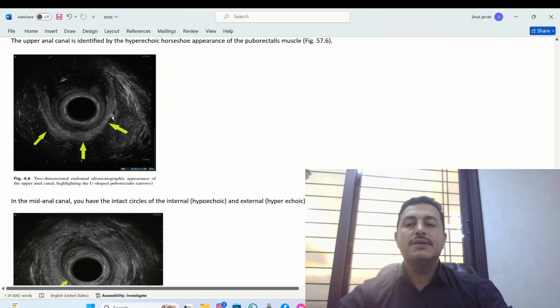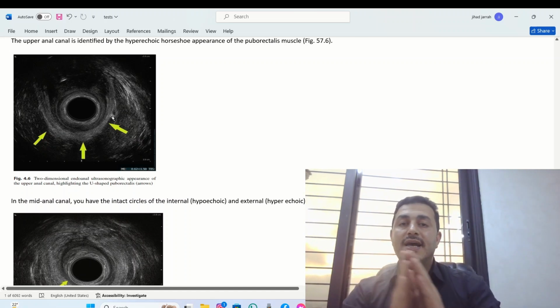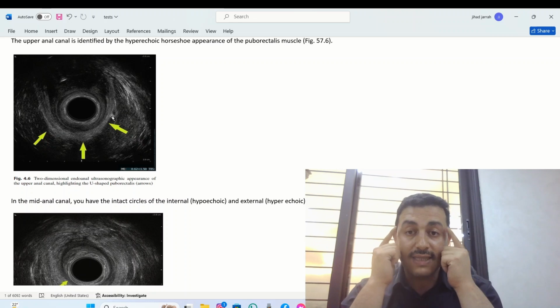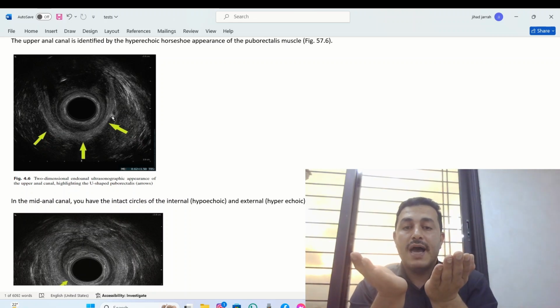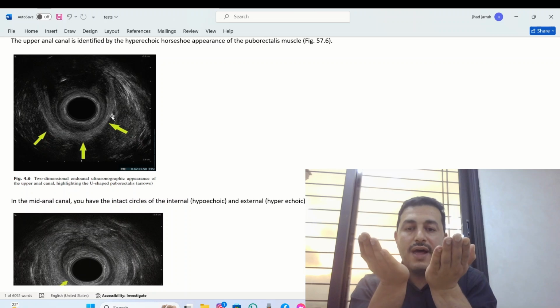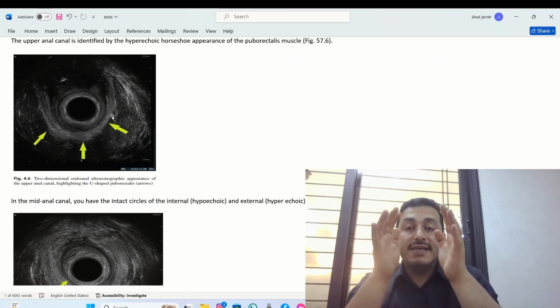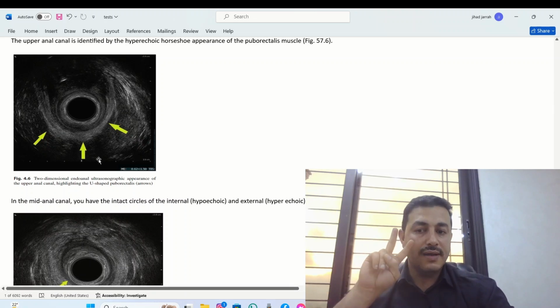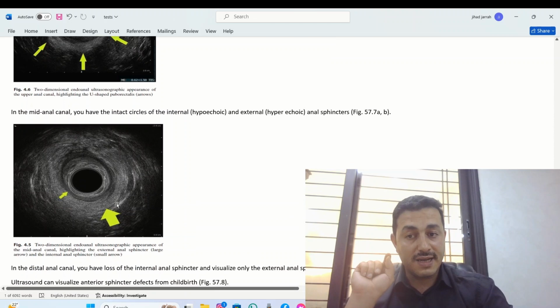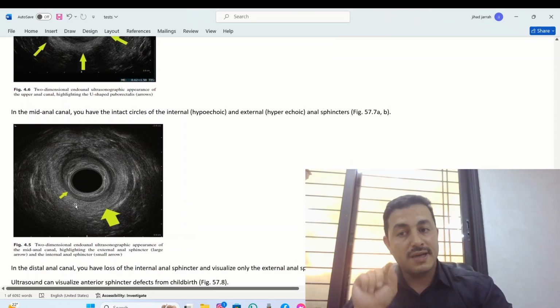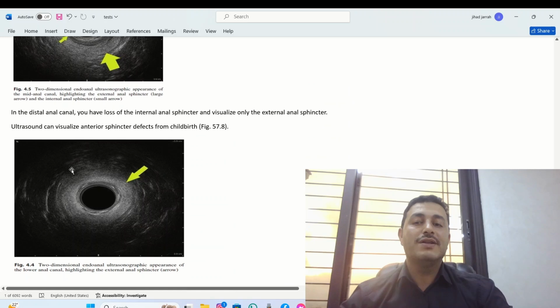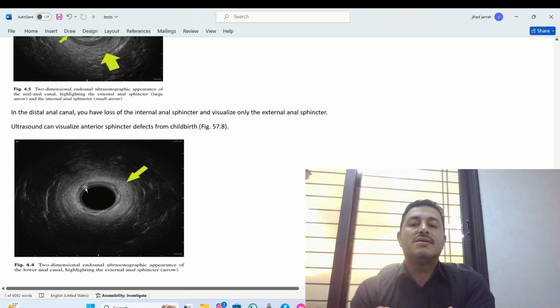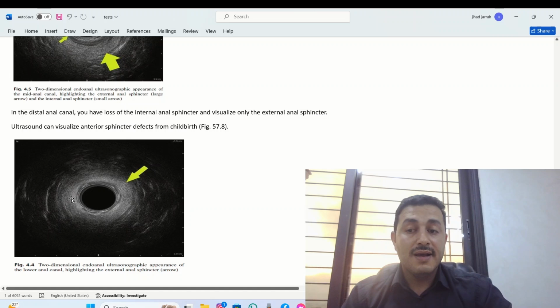If we go down a little bit, we will see the internal and external sphincters. It's important to remember that the internal anal sphincter actually finishes more proximal than the external, which continues more distally. So in the middle we will see the internal and external. External is white, hyperechoic; internal is black, hypoechoic. If we go more distal, to the distal anal canal, we will see only the external anal sphincter. Of course, if we have a fistula here, it will look hypoechoic, and we can determine it.